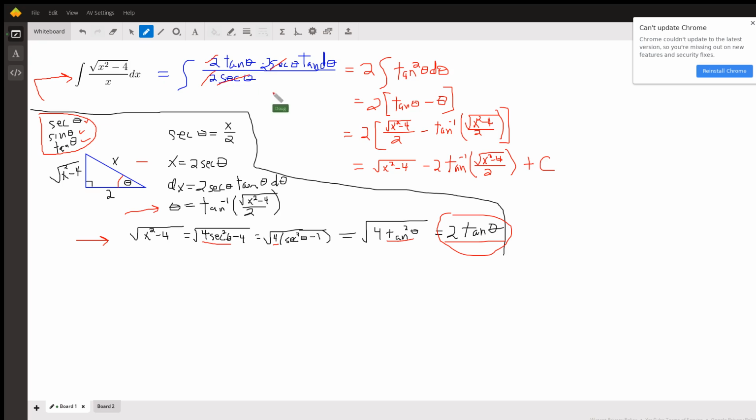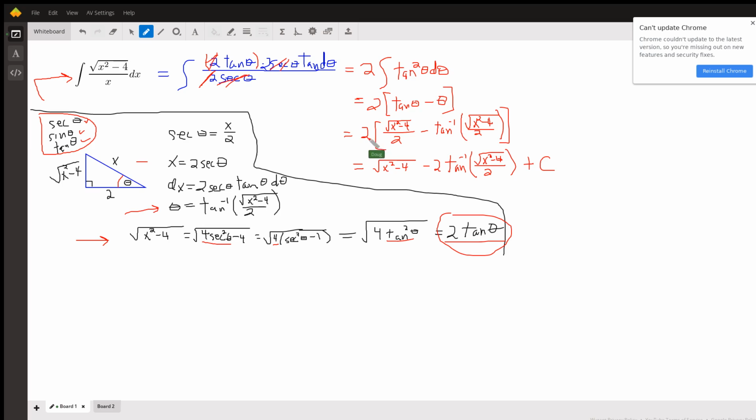The square root of x squared minus 4, right there, is 2 tangent theta. dx is 2 secant theta tangent theta d theta. And x is 2 secant theta. And I've indicated what cancels out. These 2's, secant of theta cancels out. We're left with 2 times the indefinite integral of tangent squared theta. The antiderivative of tangent squared is in your table of indefinite integrals. It's tangent theta minus theta.